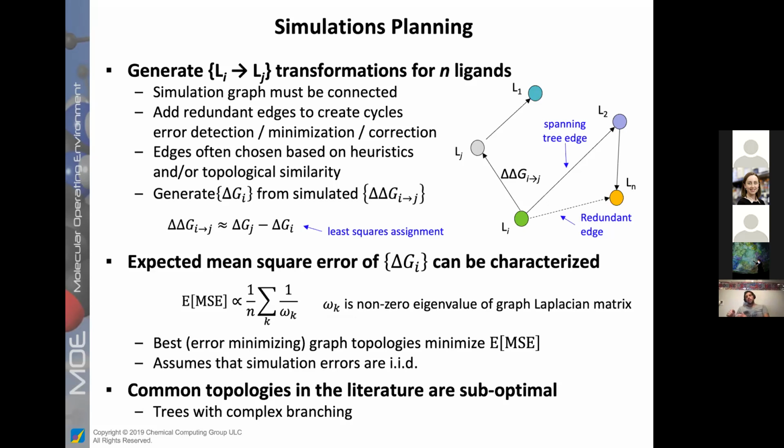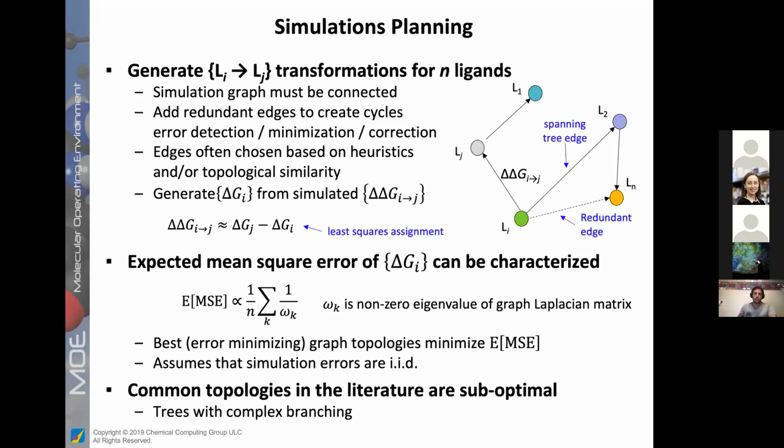When we look at the literature, common topologies are usually suboptimal because they represent trees with complex branching, where people, by topological similarity, cluster ligands together and have 1 or 2 connectivities to another cluster. So if one of those 2 connectivities falls apart for any reason, the entire network falls apart. It's a little bit like having really good internet in North America and Europe, but connecting both just by a single cable. If it's cut, well, then the whole network falls apart.